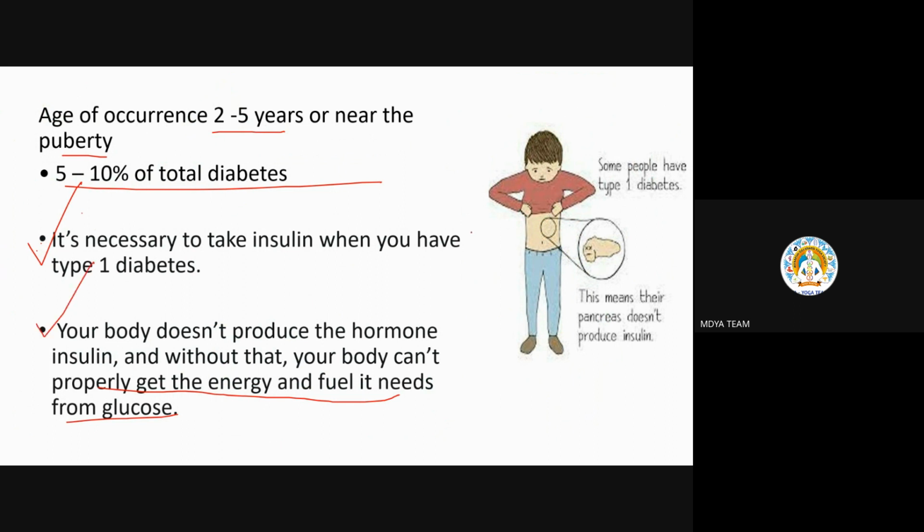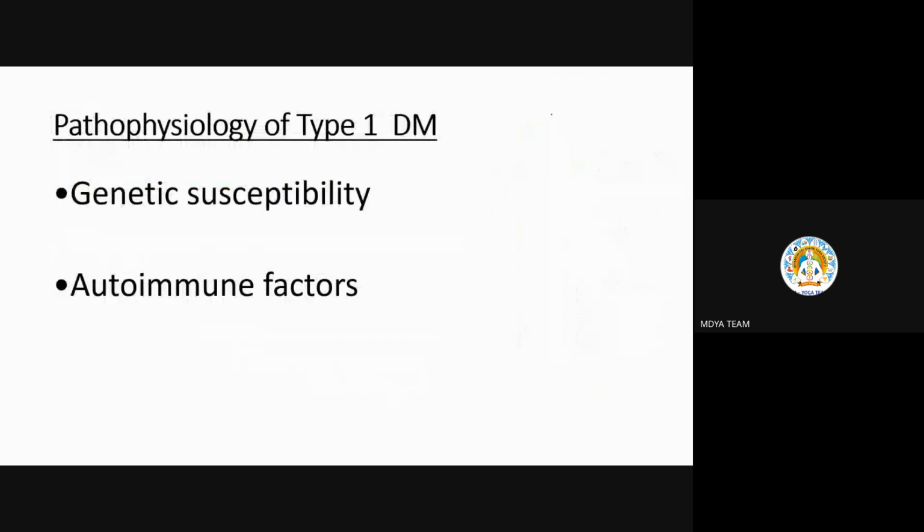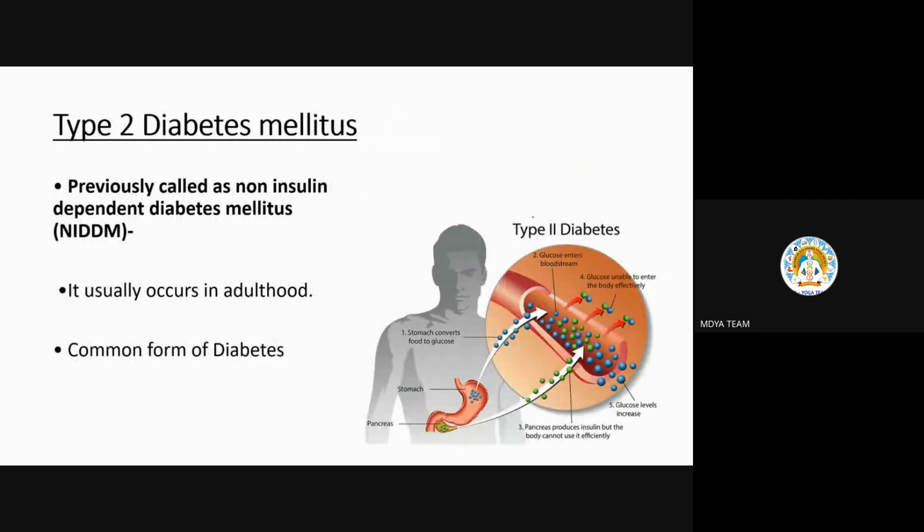This is normal, everything is written in the slides. So some people have type 1 diabetes. What is type 1 diabetes? This means their pancreas doesn't produce insulin. Now, pathophysiology: what are the main causes? We are not seeing the whole pathophysiology. It is genetic susceptibility; I told you it could happen genetically, and autoimmune factors. As I told you, our immune system wrongly understands everything and destroys our own cells.